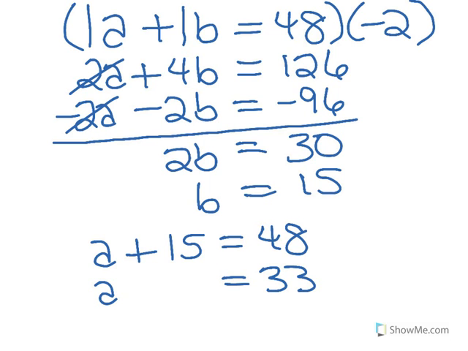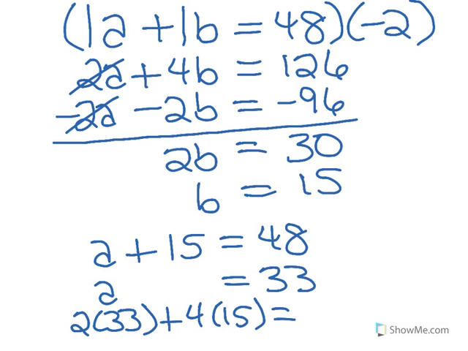Does that work? Is it right? Well, to get our final answer, we use the first equation. So we know that our answer, 33 for A and 15 for B, is going to work in the first equation. We should test it then in the second equation. The second equation was 2A plus 4B equals 126. Let's put them in. 2 times 33 plus 4 times 15 needs to equal 126 for us to be correct.